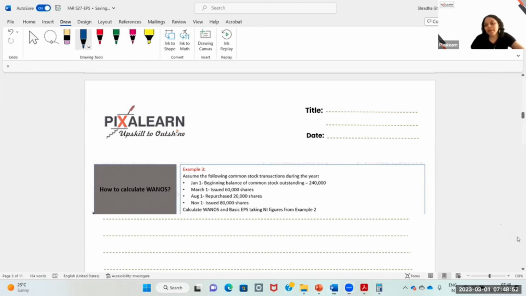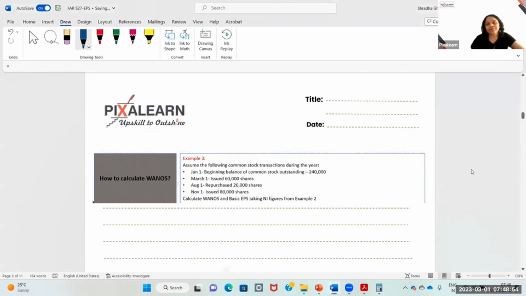The first approach is what I generally follow. I call it the cumulative approach. There are 2 ways by which I can calculate WANOS. Somehow I'm more comfortable with the cumulative approach. If you're more comfortable with the other one, which is the individual approach, you can do that also. So I'm first following the cumulative approach to calculation of WANOS.